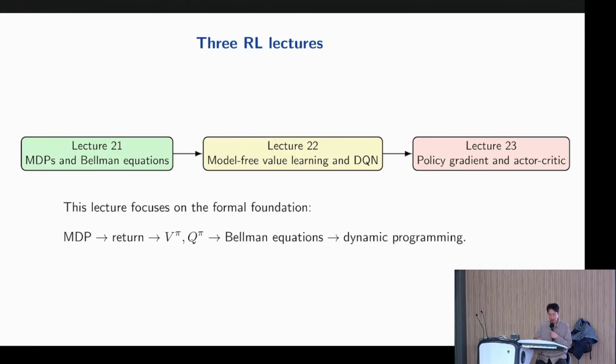Okay, so I decided to break down the RL lectures into 3 different lectures. Today we're going to discuss the basic terminologies and Bellman equations and define what MDP is. And next lectures will cover model-free value learning, DQN, that stands for deep Q-learning. And then we're going to cover policy gradient and actor critic.